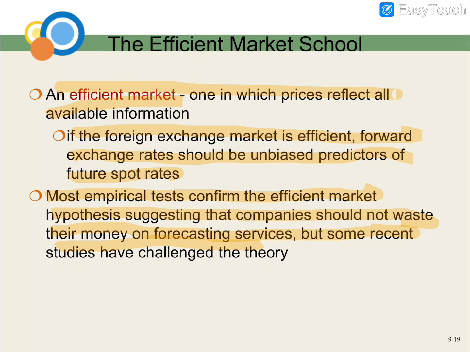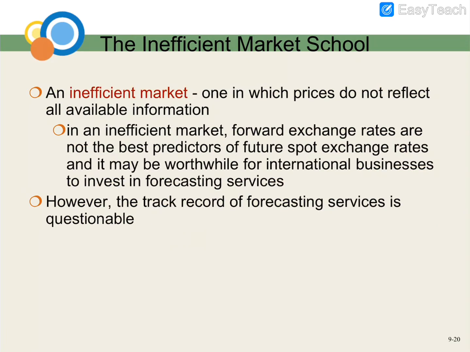Market efficiency refers to how well current price reflects all available relevant information about the actual value of the underlying asset. A truly efficient market eliminates the possibility of beating the market, because any information available to any trader is already incorporated into the market price. So this is the efficient market school. Okay, next we move to the inefficient market school.